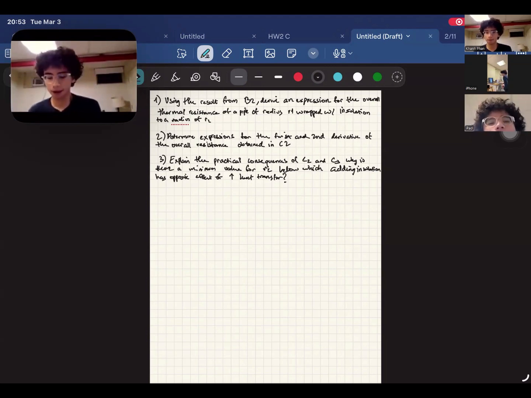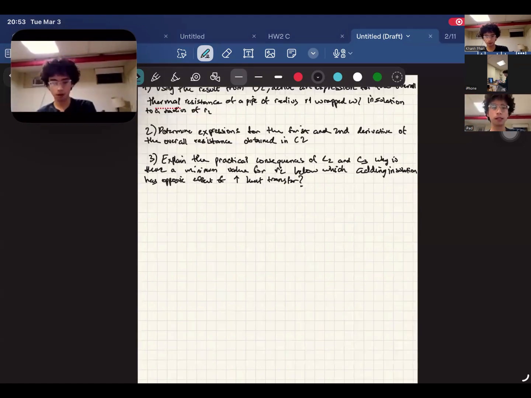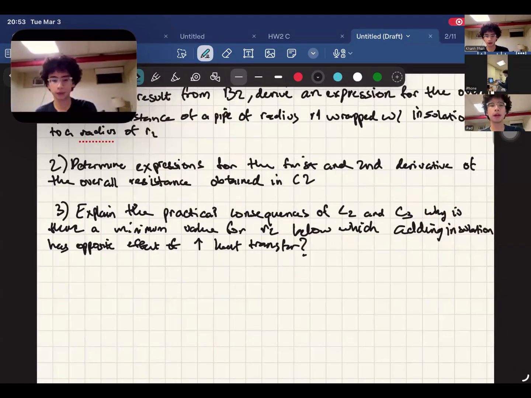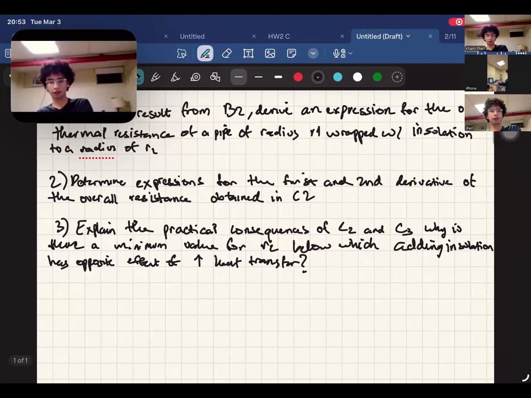Hi guys. Today we're gonna work through this problem, okay? So using the result from B2, derive an expression for the overall thermal resistance of a pipe of radius R1 wrapped with insulation of radius R2.